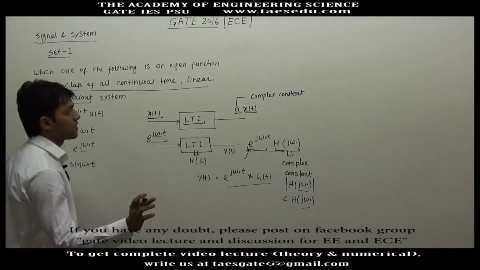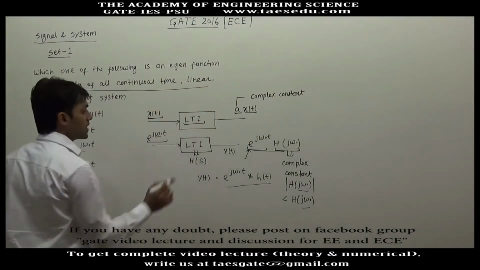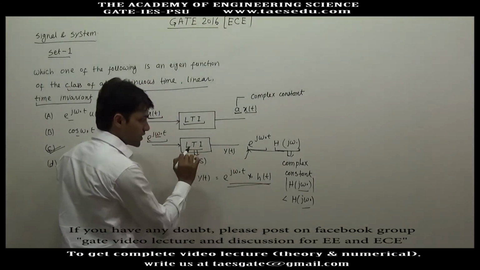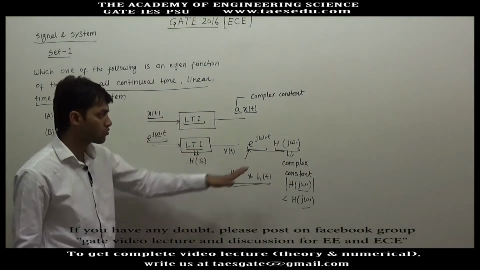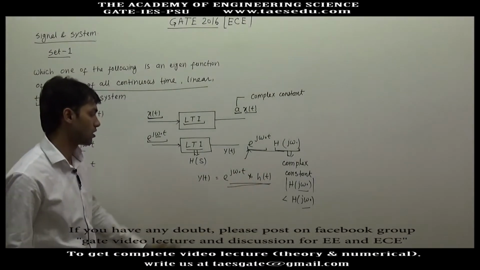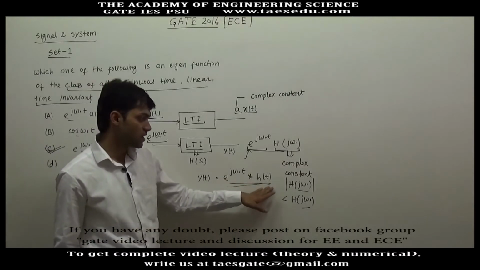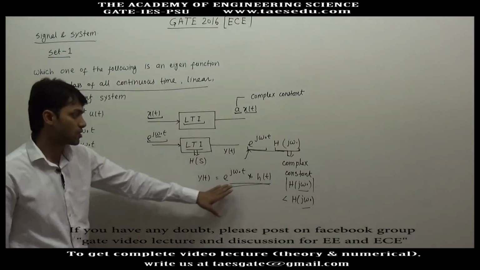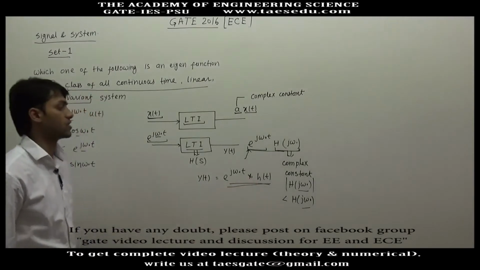Since we have been asked about an LTI system, to find the output we can use the formula of convolution. The output will be the input convolved with the impulse response. If the system is not LTI, we cannot use the formula of convolution.